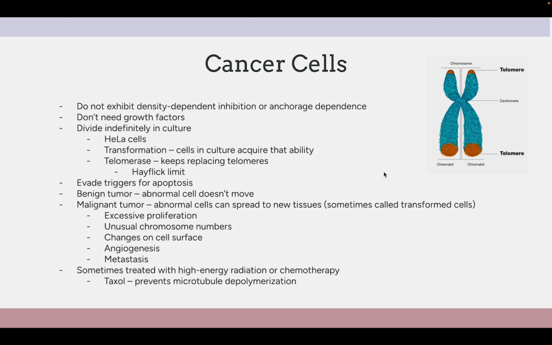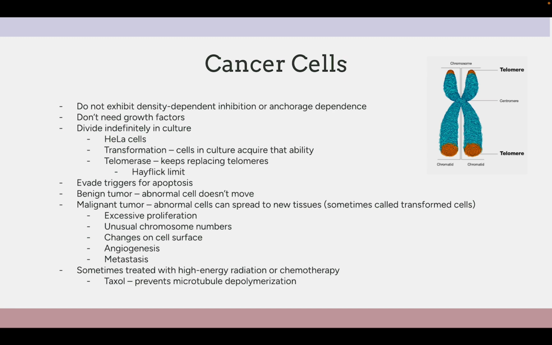So now let's talk about cancer cells. Cancer cells do not exhibit density dependent inhibition or anchorage dependence. So, let's talk about what each of those are. Density dependent inhibition basically means, in a normal system of cells, if you've got too many cells in an area, they're not going to divide because they realize, oh, hey, there's way too large of a density of cells here. So, we're not going to divide, right? And that works out really great, except for cancer cells, they don't have that sense. So they'll just keep on dividing even if there are way too many cells.